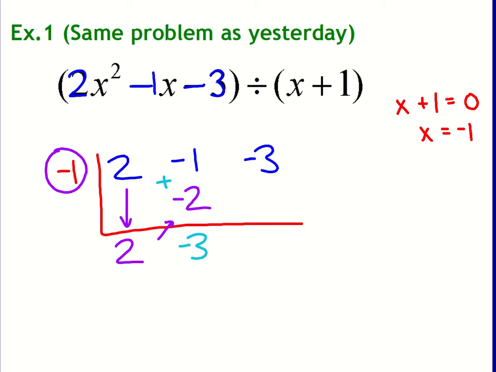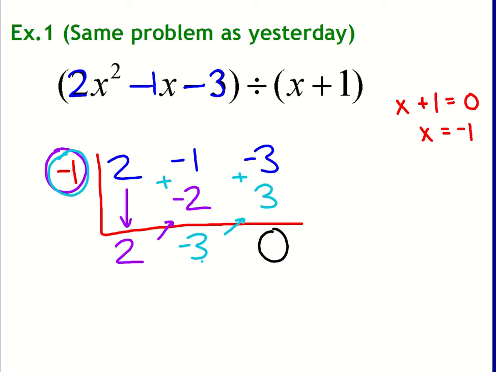Then I'm going to just repeat that process. So I'm going to take negative 1 times negative 3, which is positive 3. I'll put that up in the next spot. And then I'm going to add those, and I get negative 3 plus 3 is 0. So then, that's my answer, but it's not written in the correct form.